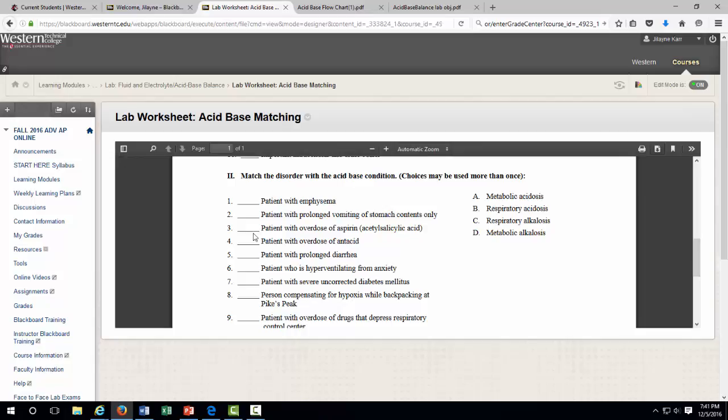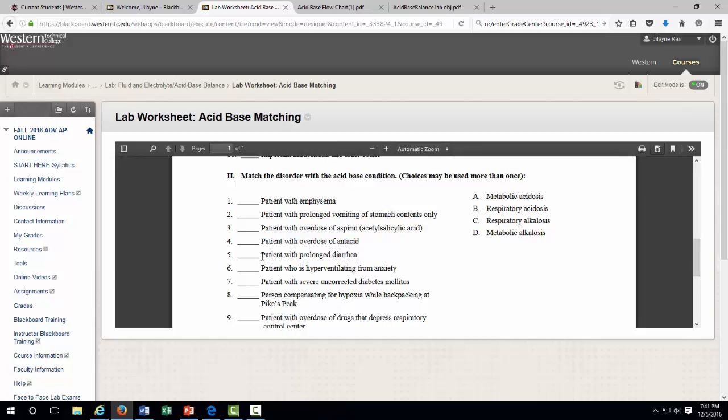Yep, metabolic acidosis, because you're ingesting a lot of acidic content with those aspirin. Overdose of antacid. Someone else besides Grace? D, metabolic alkalosis. Good. Number 5, patient with prolonged diarrhea. What does a person lose with diarrhea? What ion? Bicarbonate. So what do you think?